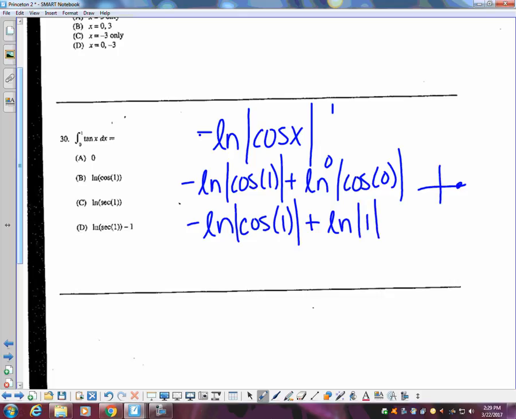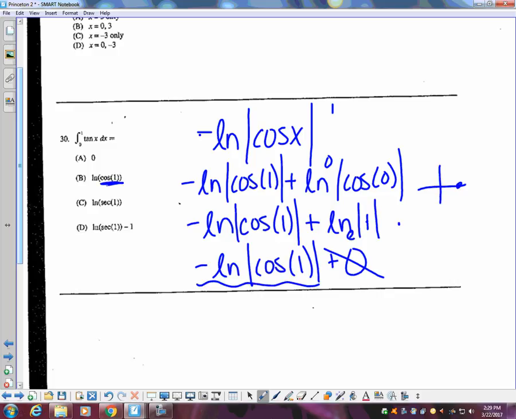Okay, so let's see. Now I can't really do anything here. I'm kind of stuck. But ln of 1 is 0, because this would be an e, and e to the something that equals 1, the something would have to be a 0. Okay, so he's gone, basically. So I'm left with this little guy. And I see a cosine of 1 and an ln, but he doesn't have the negative. So again, I'm going to stick to my guns.